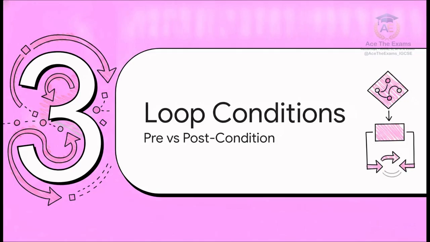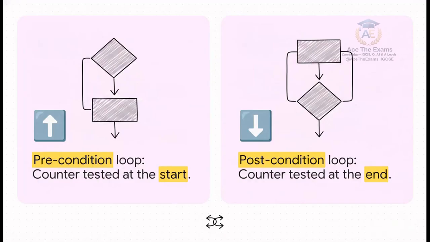Section 3, pre versus post condition loops. Let's escalate the stakes a bit by applying our symbols to a real complex loop scenario. We aren't just drawing shapes anymore, we're managing data dynamically. And this brings us to the crucial battleground of iteration. This brilliantly illustrates how a simple array of 20 students completely changes depending on exactly where the counter is tested.